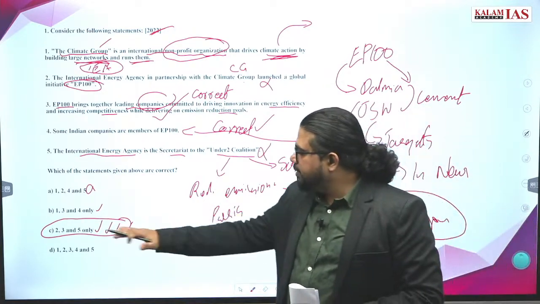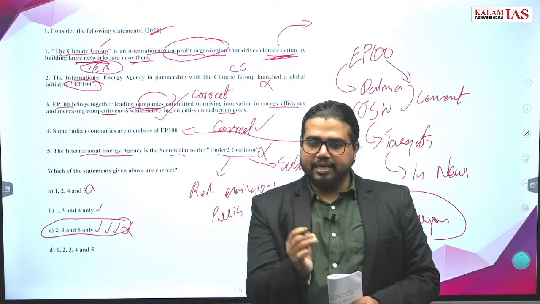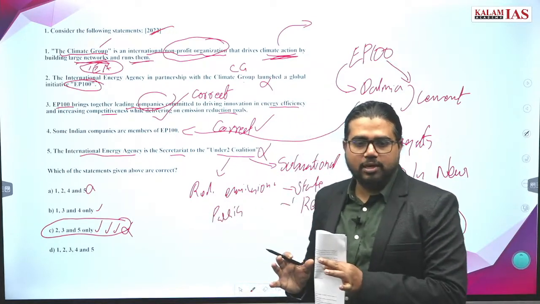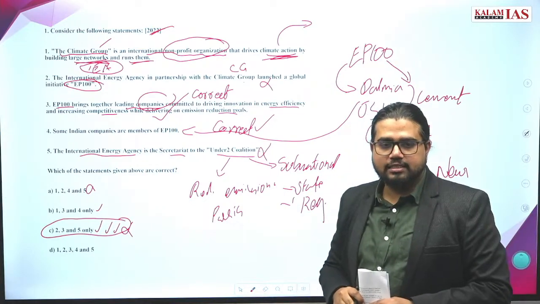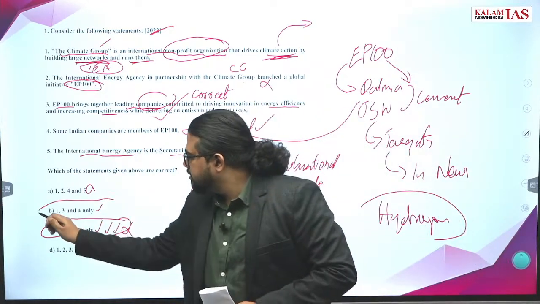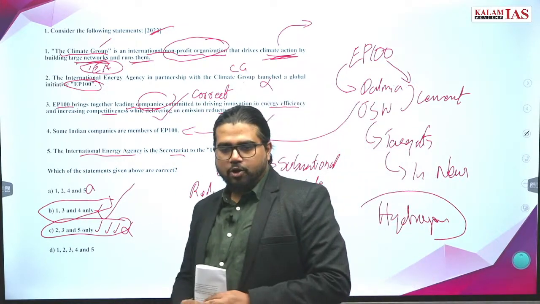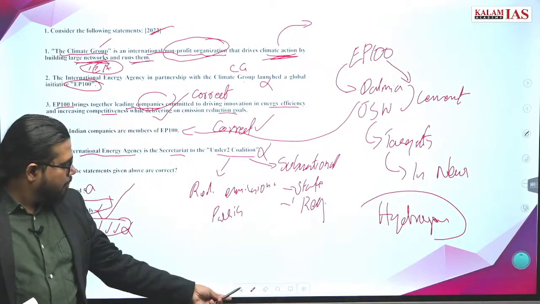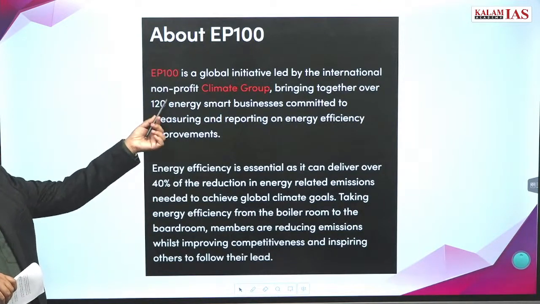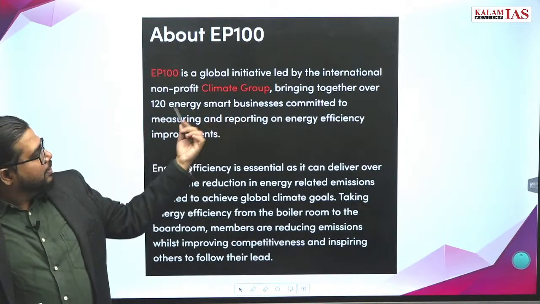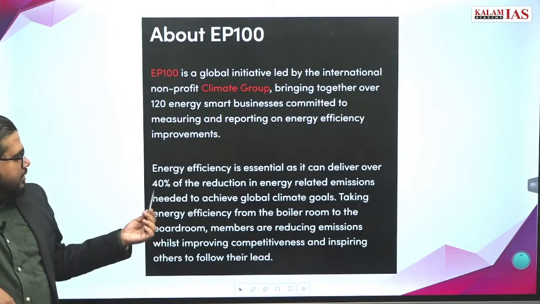At least with confidence you should eliminate 2 options in this question. Beyond that, to pick exactly one option, you will require some specific knowledge that this grouping is not associated with any of the other organizations. So what is the answer here? B is the correct answer. 1, 3 and 4 is correct. Go ahead. This is something related to EP100, a non-profit Climate Group bringing together 120 energy-smart businesses. You can go through it.